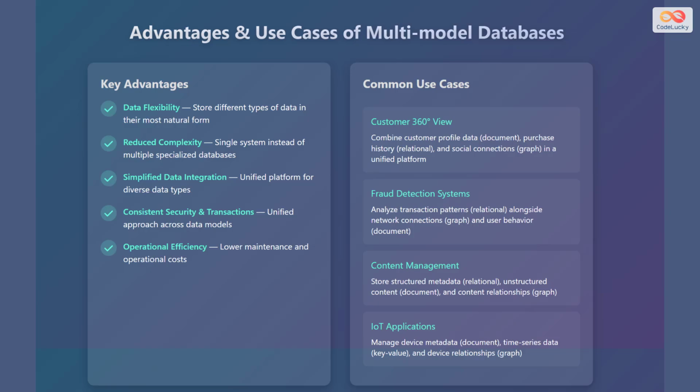Another use case is fraud detection systems. Multi-model databases help to analyze transaction patterns that are relational alongside network connections that are graph, and user behavior that is in a document. Another use case is content management. Here, multi-model databases store structured metadata that is relational, unstructured content that is document, and content relationships that are graph. Another use case is Internet of Things applications. They help to manage device metadata, time series data, and device relationships.